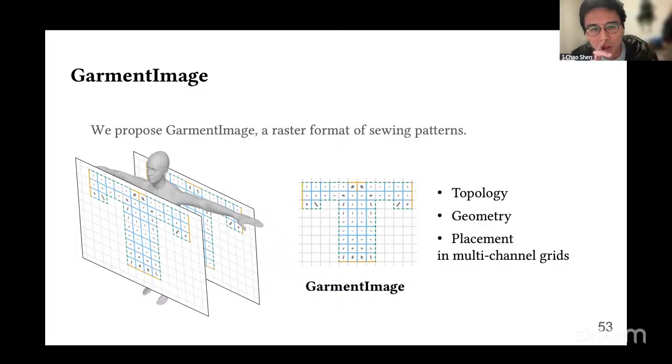So what we are trying to do is tackle these two problems, and we propose this Garment Image representation. It's a kind of raster format of a sewing pattern. And then we encode topology, geometry, and placement in multi-channel grids.